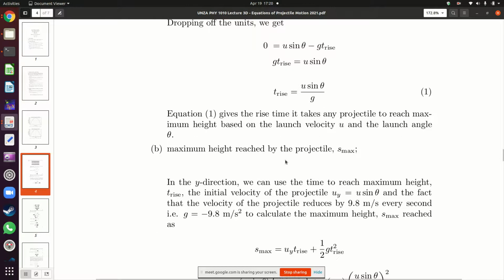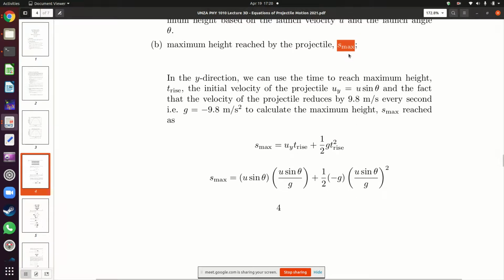Next, the next thing we want to find out is the maximum height. How high did this projectile actually go in this amount of time t rise? So we know the amount of time it took, which is u sine theta divided by g, and we also know the initial velocity with which the projectile went up. So you can work out the maximum height the projectile went to using this expression.